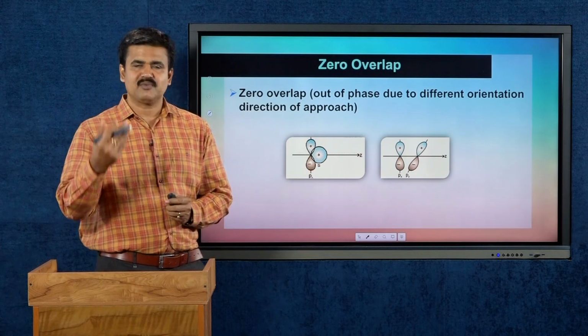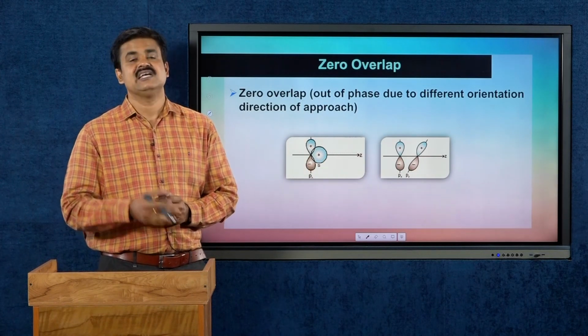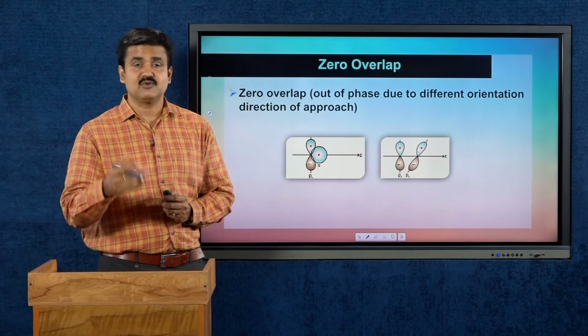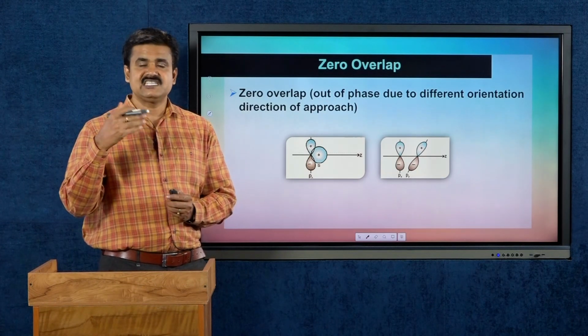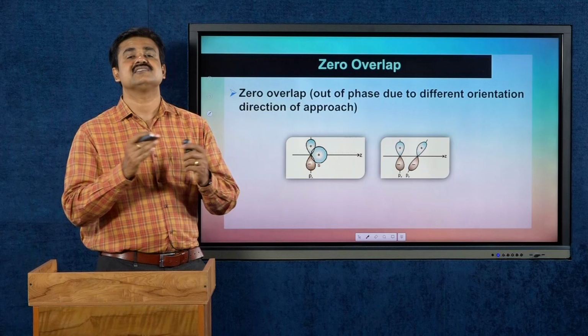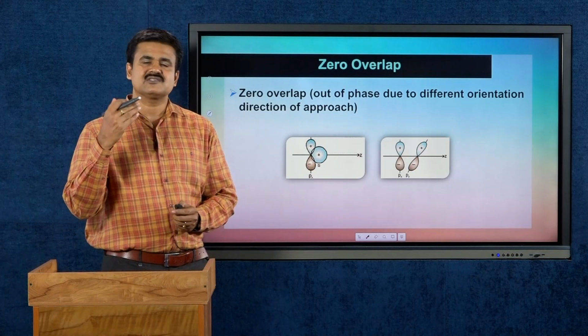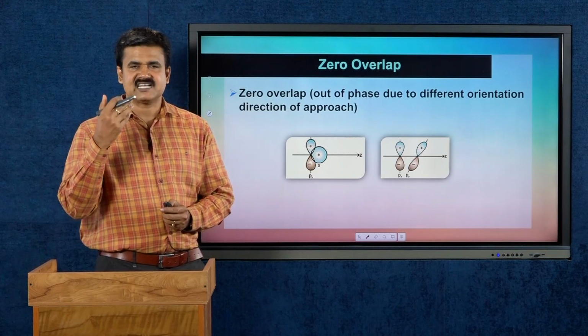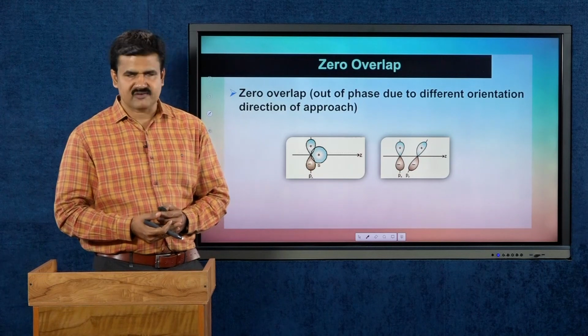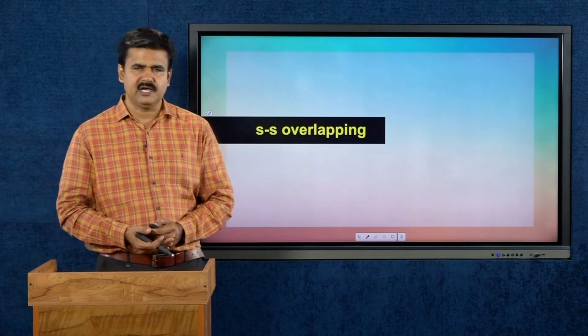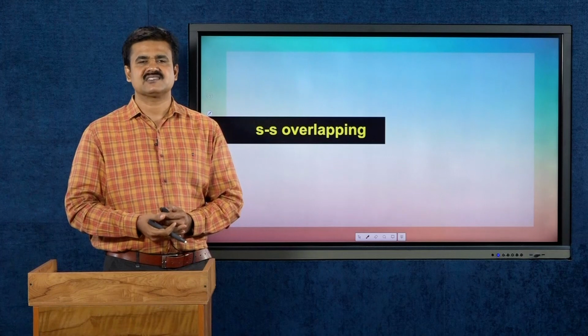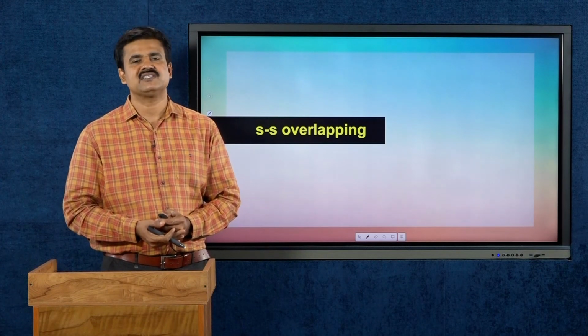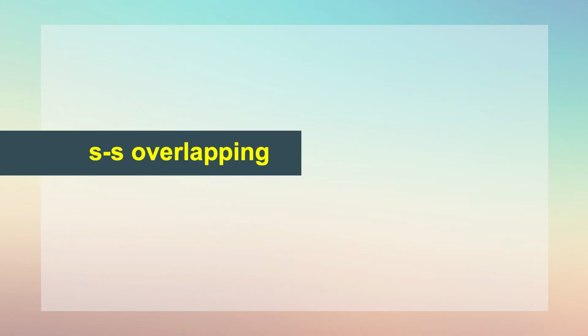So, with the help of examples, we have demonstrated three kinds of overlap: positive or in phase overlap, negative or out of phase overlap, and zero overlap. We also studied the various conditions for effective overlap. Now, we are selectively focusing on certain atomic orbital overlaps. First of all, we are considering ss overlapping.